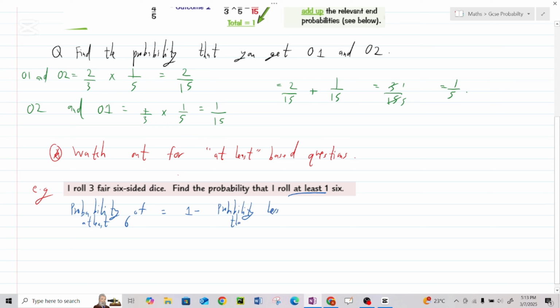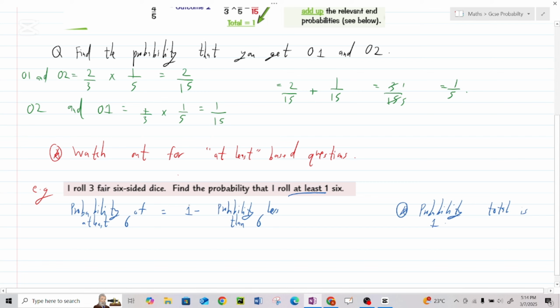less than 6. What does that mean? Remember, total probability is always 1. So if you want to find the probability that you get at least 6, let's say you want to find the probability that you get 6, find out the probability that you don't get 6 and then subtract that from 1, because the remaining would be for 6, because you know what the total is.